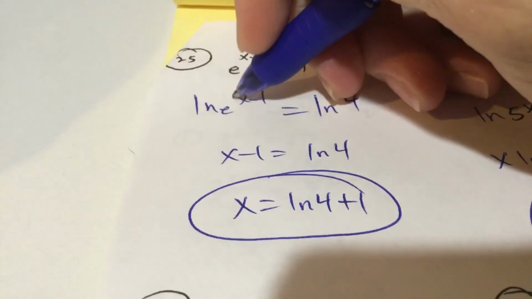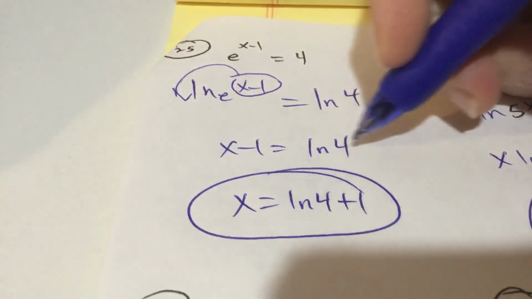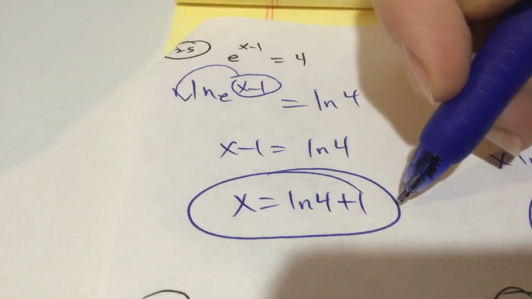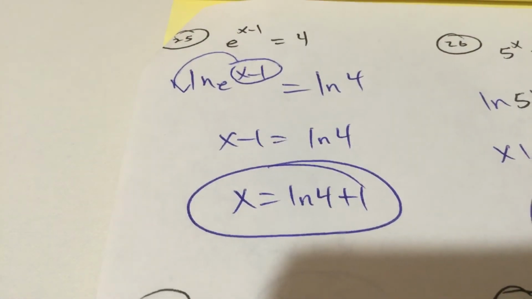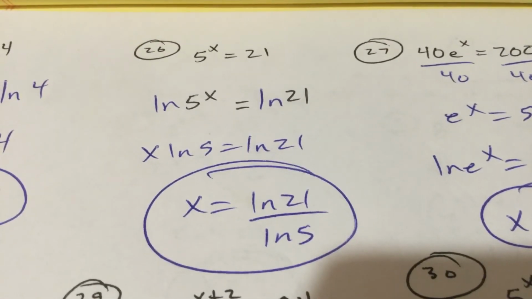That means this x minus 1 is going to come on down. X minus 1 is natural log 4. Add 1 to both sides. Natural log 4 plus 1. It is not natural log of 5. Again, you're going to be given these exact answers in calculus, so this is good.